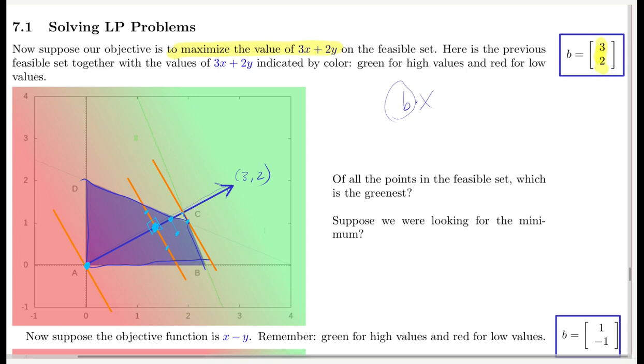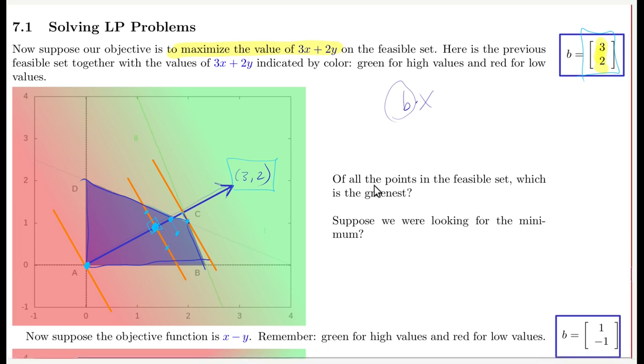So there's a nice, simple geometric interpretation to this, right? Once you get the hang of it, you can actually spot the solution immediately as soon as you've identified what the objective vector is, like in this case it was 3, 2, and you've got the feasible set. Then you can immediately pick out which point is going to give you your max or your min.